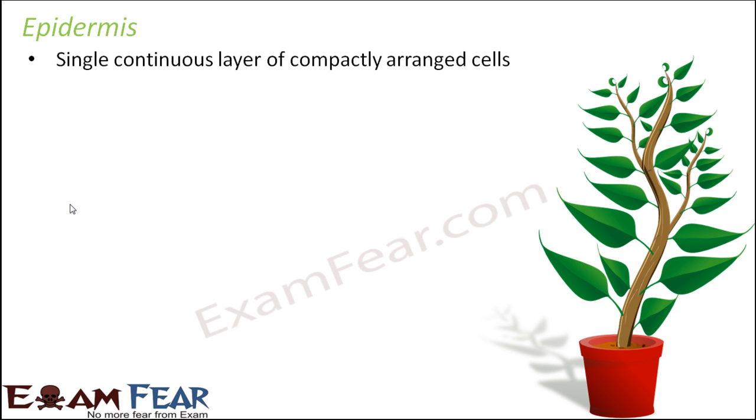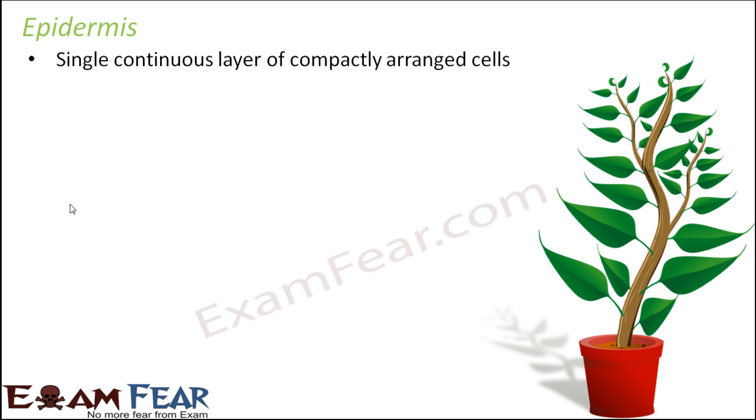So why is it compactly arranged? As I said, one of the most important, in fact the basic function of epidermis is protection. Protection against any external damage plus dehydration. That is, there should not be too much water loss, because the plant may die. So how do you prevent that? If there are spaces between the cells, water might leak, and some foreign particles which are not good for the plant might enter the plant. So there should not be any empty spaces.